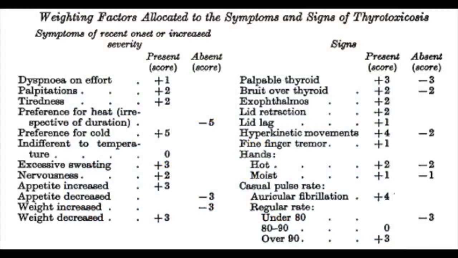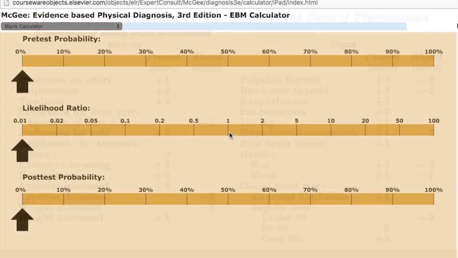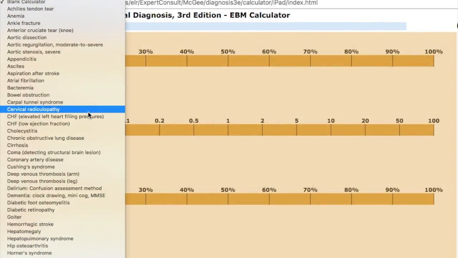So you'll notice that the scoring system is a little bit more complex than the Billewicz and Zalewski scoring systems that we looked at with hypothyroidism, but essentially it's the same idea, a collection of symptoms and signs that are classically associated with hyperthyroidism. Things like palpitations, tiredness, excessive sweating, etc., as well as signs such as lid lag and fine finger tremor that we discussed earlier in the video. And this has persisted through the years as being very predictive of both ruling in and ruling out hyperthyroidism in patients. So let's take a look at how this plays out on McGee's evidence-based physical diagnosis calculator.